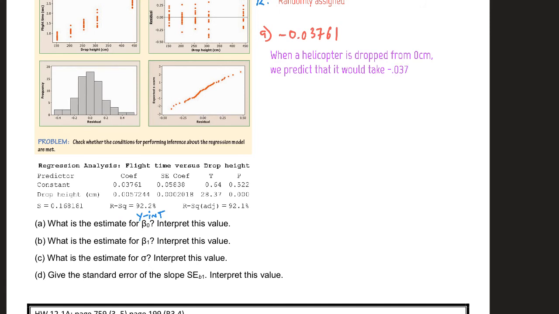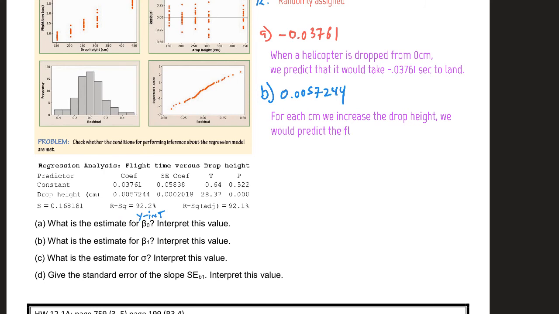Letter B, what is the estimate for beta 1? That's just, what is the estimate for beta 1? That would be the true slope. Well, just be my slope. So 0.005724. And we would say, for each centimeter we increase the drop height, we would predict the flight time to increase by 0.0057 seconds. Make sure you have the word predict.